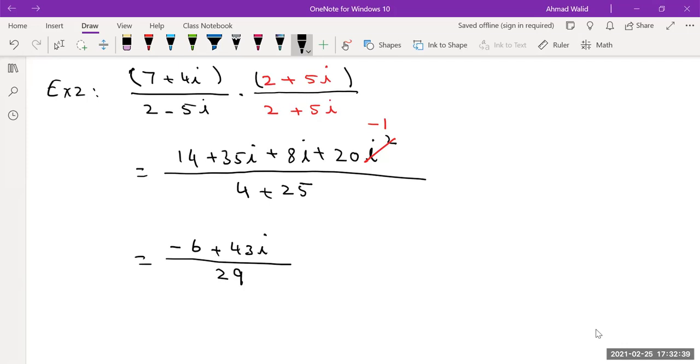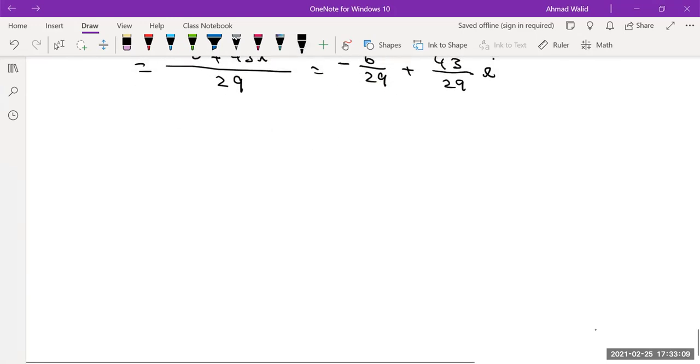Now you can write it as two separate fractions in the form of negative 6 over 29 plus 43 over 29 and keep your i at the end and you are done. You are in the form of a plus bi. This is what we call the four operations of complex numbers, correct?